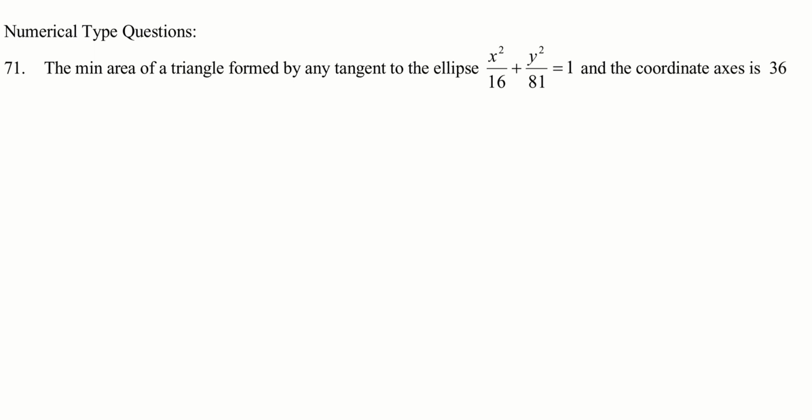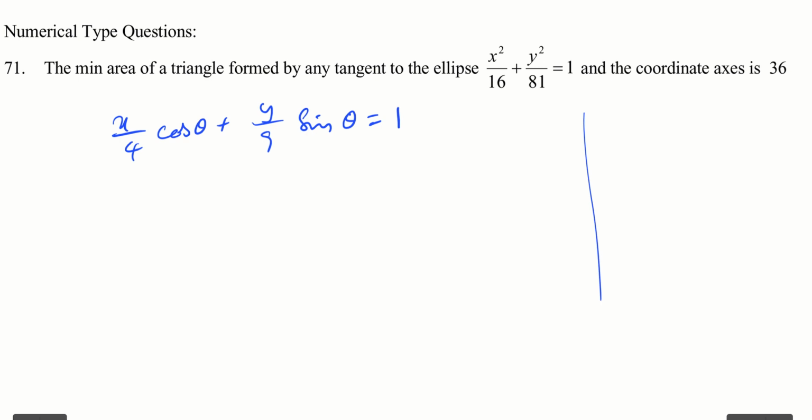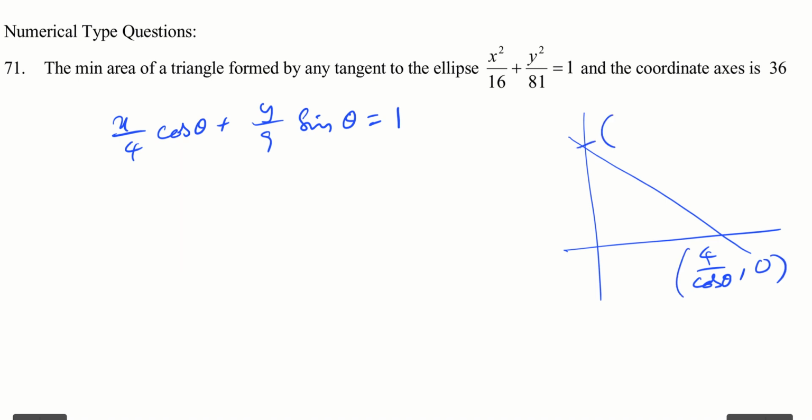See, I can take any tangent to the ellipse in its parametric form as x/(a) cos theta plus y/(b) sin theta is equal to 1. Now, with the coordinate axes on the area of the triangle formed, I can see that the x-intercept is 4 by cos theta. So that's the point, and the y-intercept is 9 by sin theta.